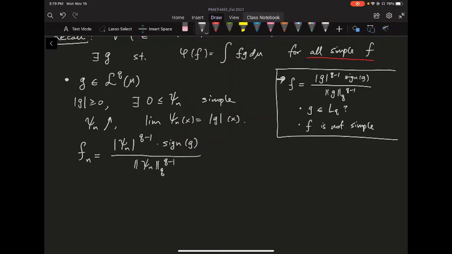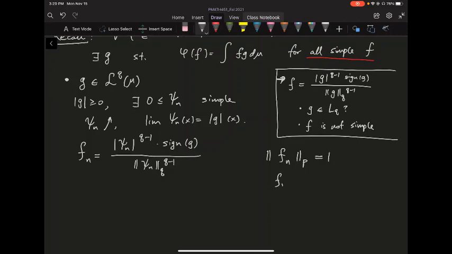Let's observe a few things. First of all, these psi n are in LQ. So using a very similar trick, the p norm of these fn is going to be equal to 1. It's essentially the same trick: you raise to the power p times q minus 1, which is equal to q, and just do the integral.